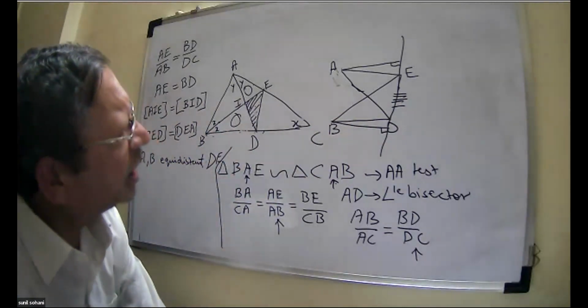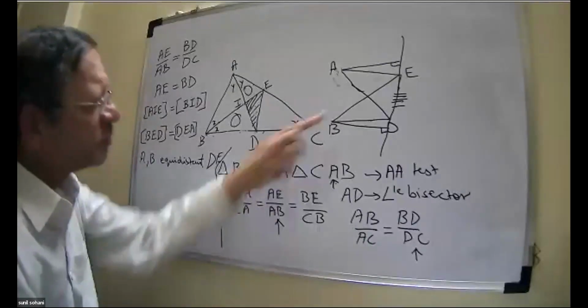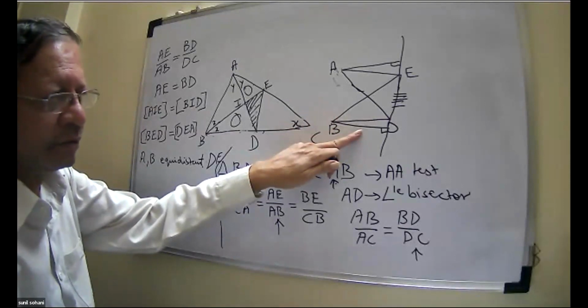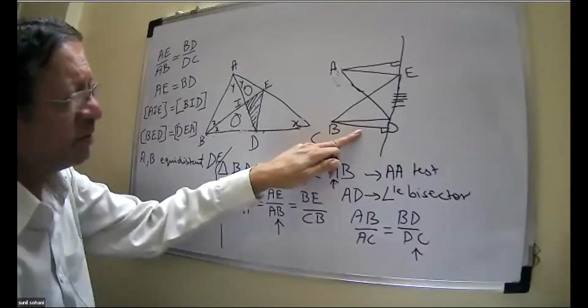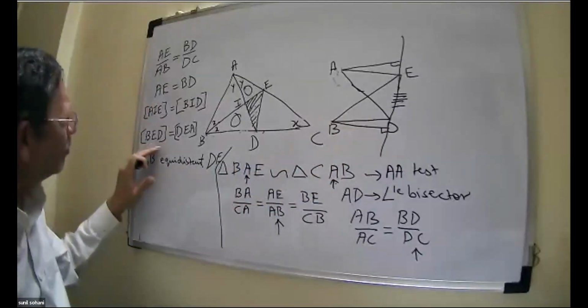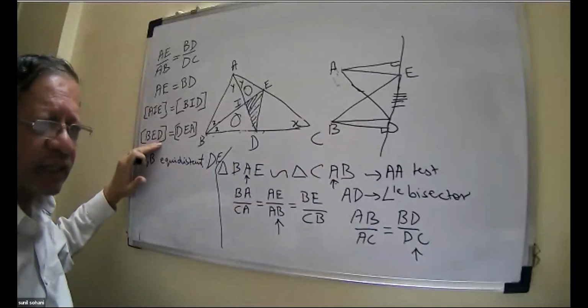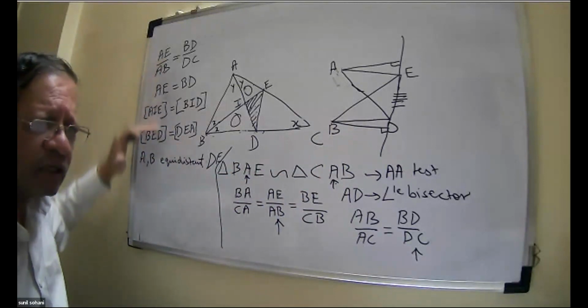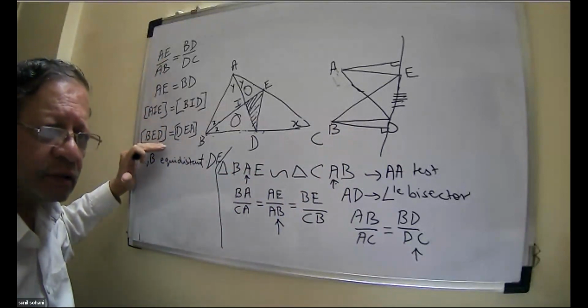Sir, can you explain one more time how A and B are equidistant? Which part? This part? Yes, sir. Okay, so you have understood how I got the triangles' areas equal here? Yes, sir, I have understood. You have understood this, right?